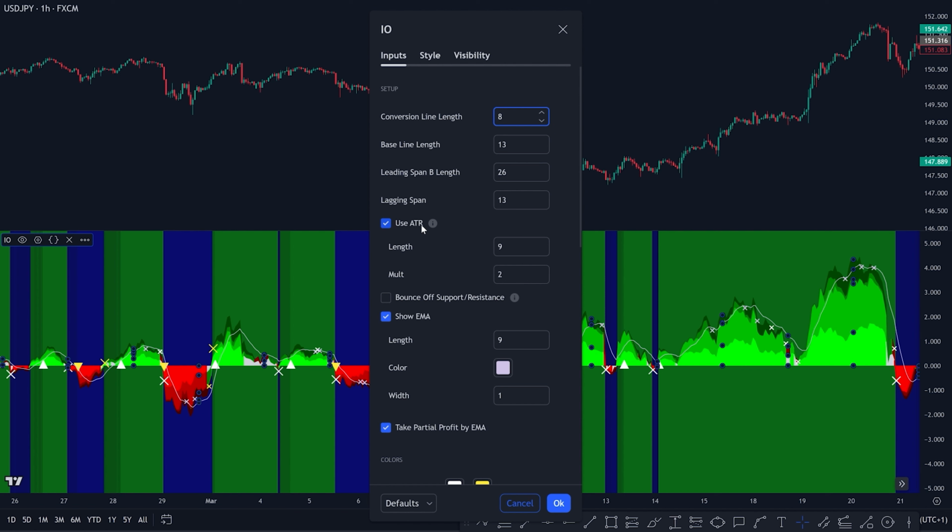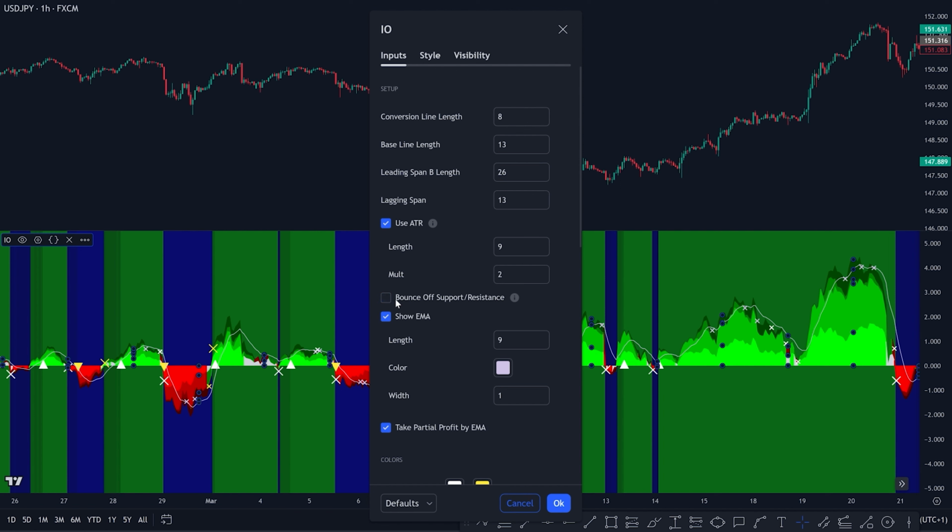You'll also find the option to use ATR, Average True Range. Enabling or disabling this function will respectively add or remove ATR-related features from the price chart. Another feature is the bounce off support or resistance, which is turned off by default. Turning this feature on will enable additional entries when the price bounces off support or resistance levels. I'll keep this setting as default as well.